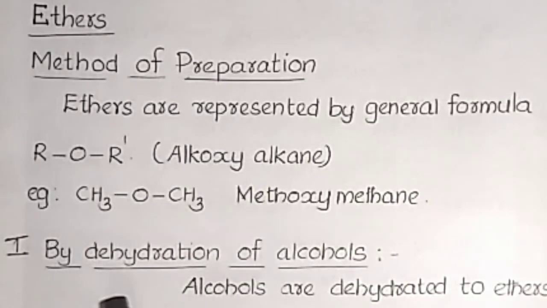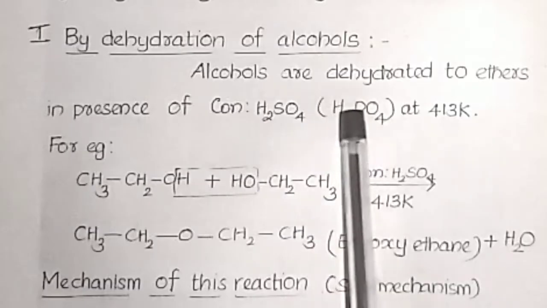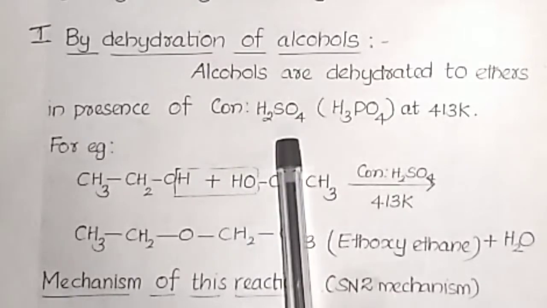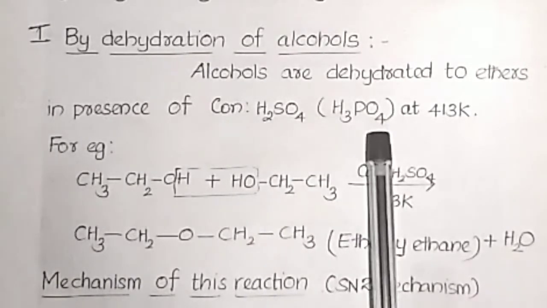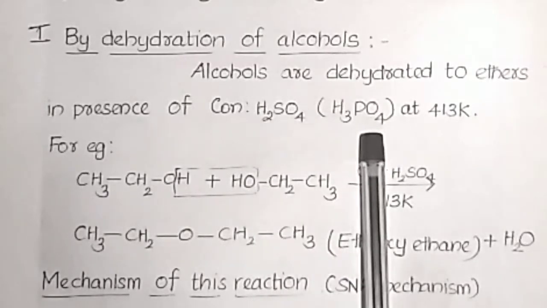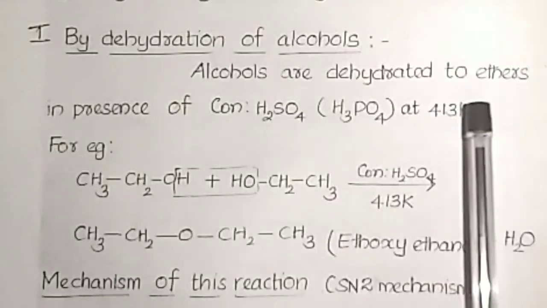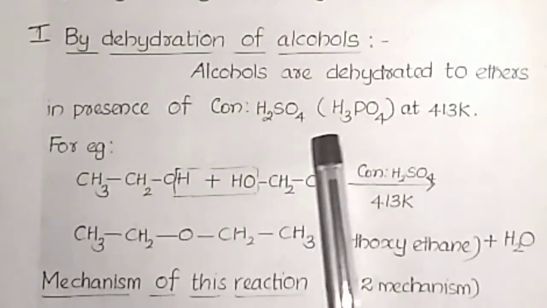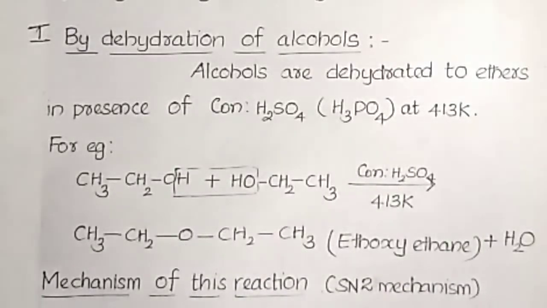First one, by dehydration of alcohols. Alcohols are dehydrated to ethers in the presence of concentrated sulfuric acid or phosphoric acid. Both are dehydrating agents. We can use any one of these at 413 Kelvin. So alcohols are dehydrated to ethers in the presence of concentrated sulfuric acid at 413 Kelvin. Then we get the corresponding ethers.